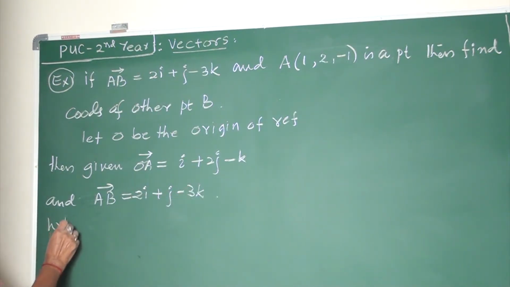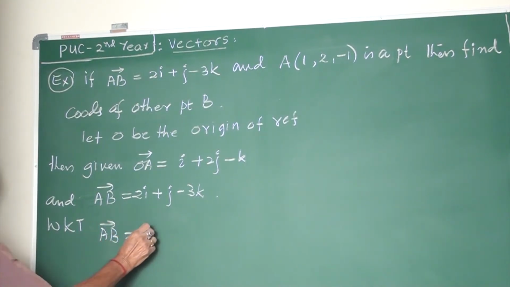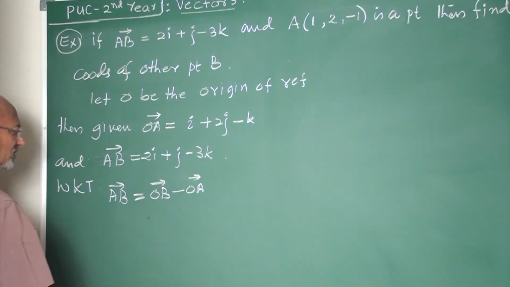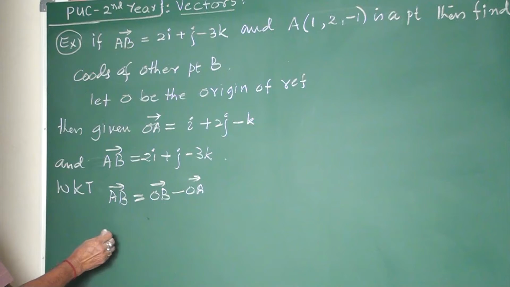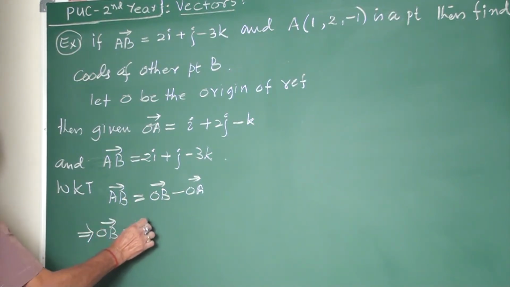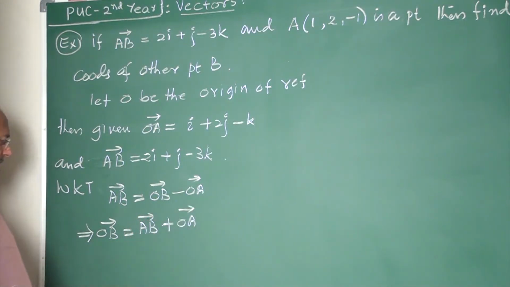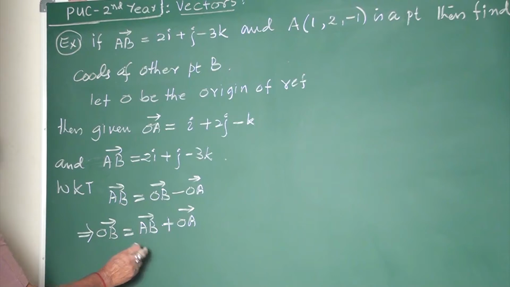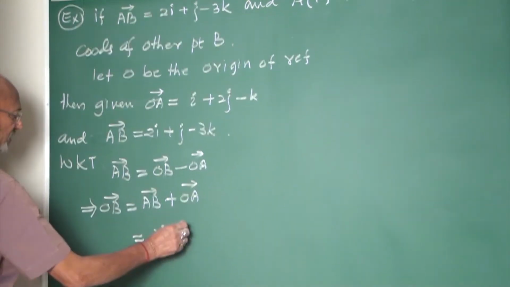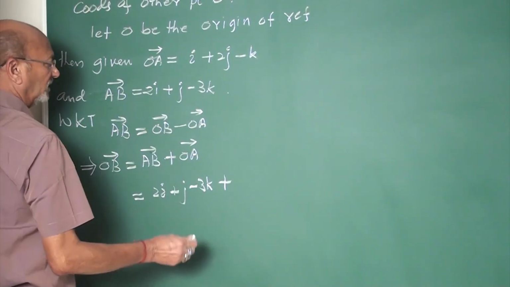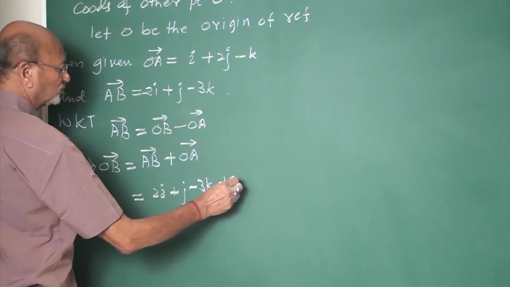Then we know that vector AB equal to OB minus OA. Therefore, vector OB equal to vector AB plus vector OA. Tell me, friends, what is AB? 2i plus j minus 3k plus OA. What is OA? It is i plus 2j.